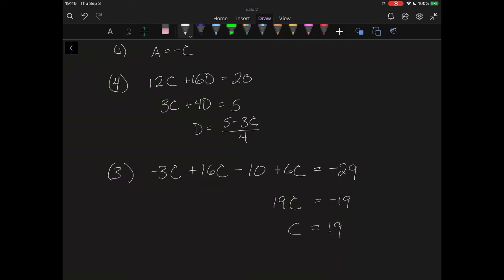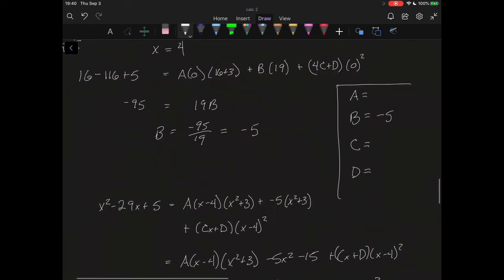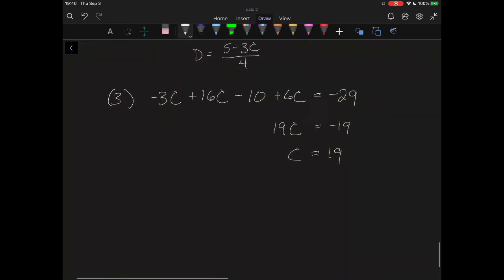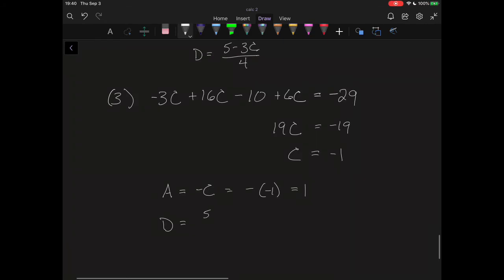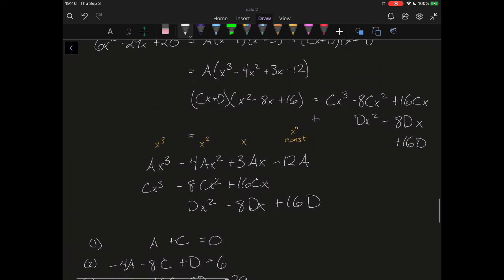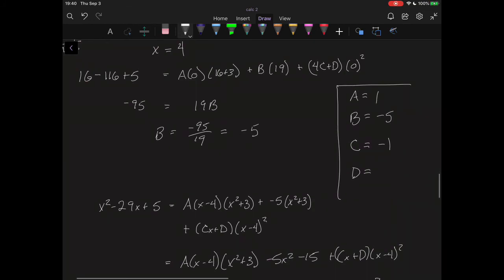So C is equal to negative 1. So let's go back up and fill C in here. C is negative 1, right? Because dividing both sides by 19 gives us negative 1. And this tells us what A is. A is negative C, which is negative 1. So that tells us that A is 1. And D is 5 minus 3 times negative 1 over 4. So that's going to be 8 over 4, or just 2. So let's go ahead and fill that in our tally, where A is 1 and D is 2.